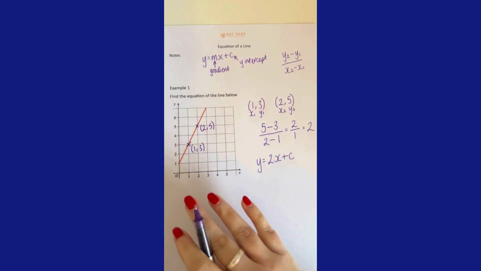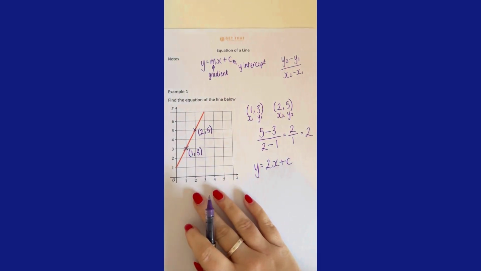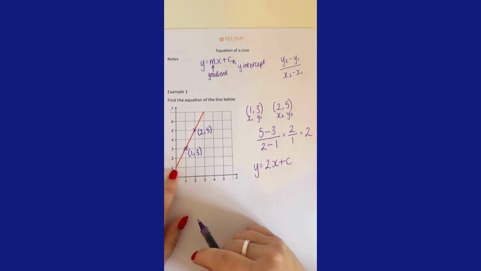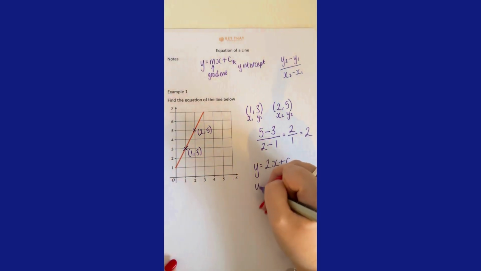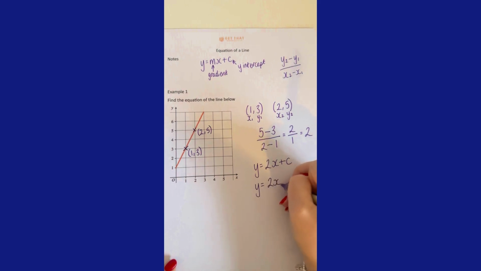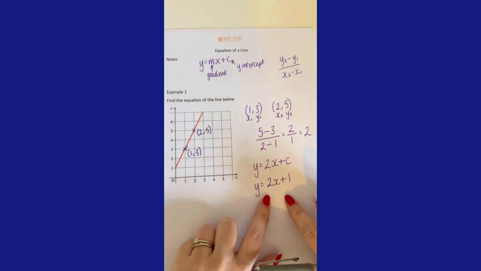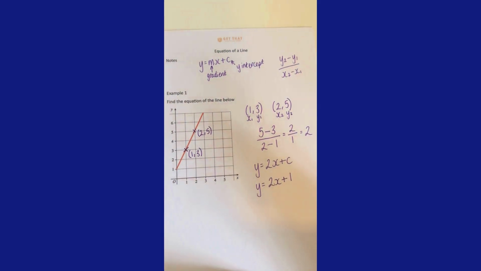When we actually have a graph, this is a nice, easy thing to do because all we have to do is look at where that line touches or crosses the y-axis. Our y-axis is here and you will see that our line touches here at 1. So I'm going to say y equals 2x, and I'm going to replace my c because I know my y-intercept is 1, and because it's a positive number, it's going to be plus 1. And then this is my equation of this line here.